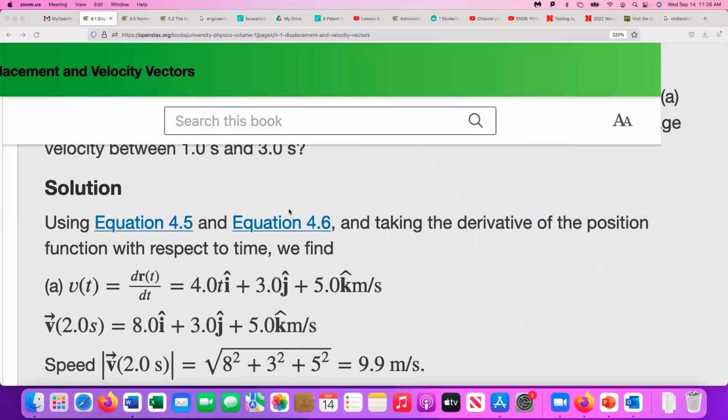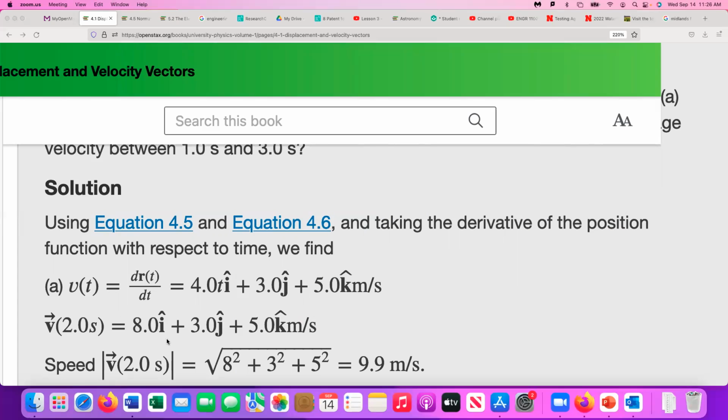Then they actually ask us for the instantaneous velocity at 2 seconds. So we need to evaluate this new function when time is equal to 2. We plug in 2 seconds, we get 4 times 2, which is 8. The other two are constants, so they just stay as 3 and 5. And this is our instantaneous velocity at 2 seconds.